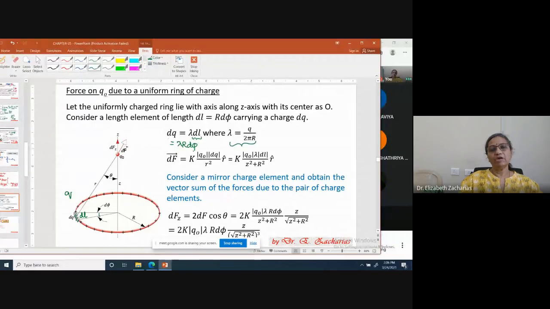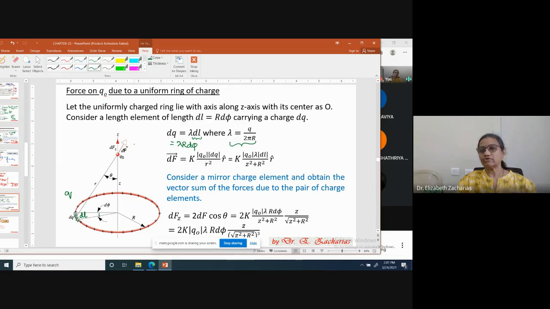Yes, I've done that. Okay, now let me write the equation for df. df is k into q naught into the other charge dq divided by r square. Direction is r cap. Next, instead of dq, I am just putting lambda into dl, or lambda into R d phi. Fine. Next, what do I do? If I want the net force, I should take all elements. I should come around the circle once, taking all such elements and all such df. But I will find that each of these df is going to have a different direction. Now, how do I add them? How do I do the integration?